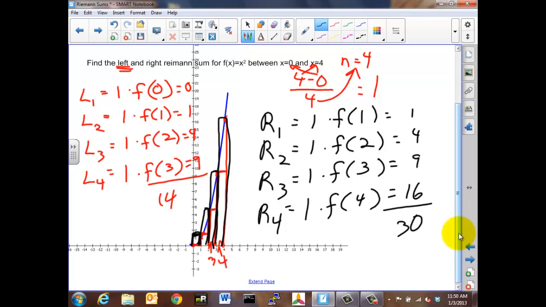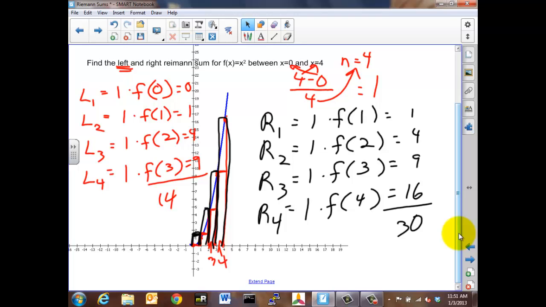Could we go from negative 4 to 0? We could use any two numbers on here we wanted, couldn't we? Do we have to put 4 rectangles? We could put 2, 3, 4, 5, as many rectangles as we might want there. Okay? Do you feel like you have an understanding of what we're asking you to do?